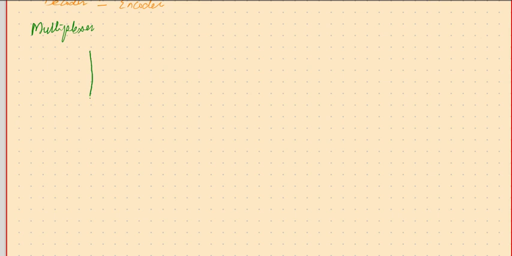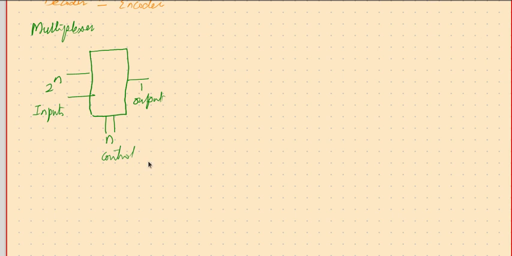A multiplexer has 2 to the power n inputs, one output, and there are n control lines. So these are inputs, this is an output, and these are control inputs.